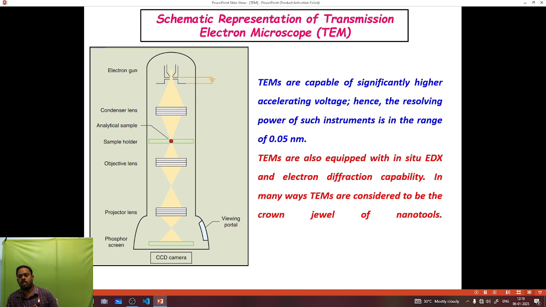TEMs are capable of significantly higher accelerating voltage. So their resolving power is in the range of 0.05 nanometer. In scanning electron microscopy, we could only get the image up to the 100 nanometer scale bar range. But using transmission electron microscopy, we can go up to 0.05 nanometer. TEMs are usually equipped with in situ EDX to study the electron diffraction and the different elements present in the sample. And TEM is always considered the crown jewel of nano tools, a very important tool to analyze nano-sized or nano-structured materials.